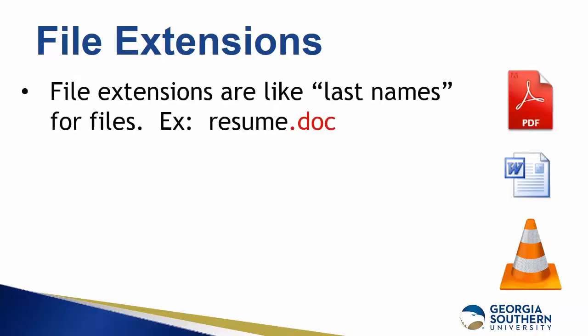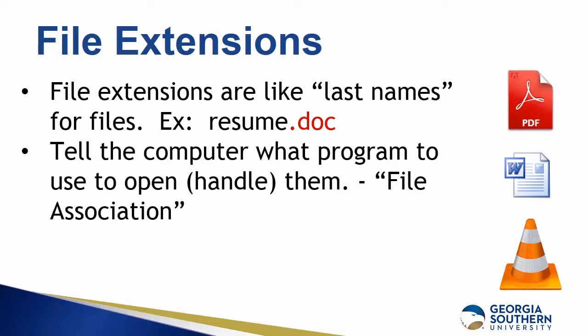File extensions are basically the last name of a file. So let's say you have a file called resume. If it's a Word document, it's going to have .doc or .docx as its file extension. If you have an Adobe Acrobat document, it's going to have .pdf and so on. These extensions, these last names, these last three characters, tell the computer what program to use to handle them. It sets up file associations with the program.